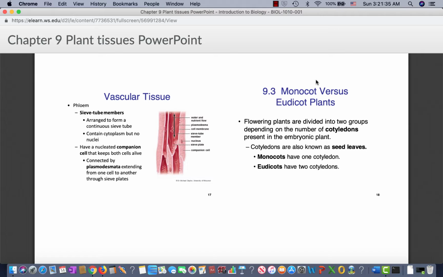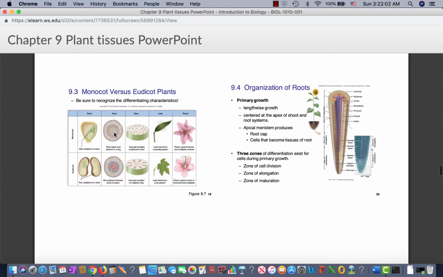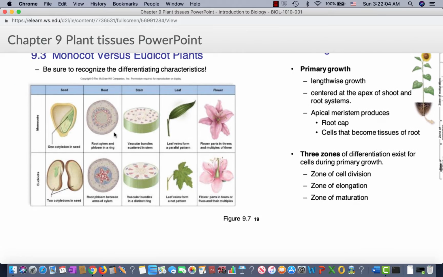Anyway, so monocots versus eudicots. They differ in the number of cotyledons present in the embryonic plant, which is a seed leaf. So monocot has one cotyledon, as the name implies, and then eudicots have two. This table is really important. If I can zoom in here without breaking anything.